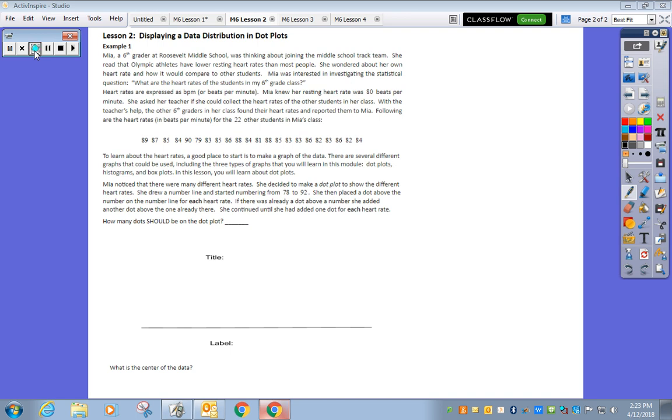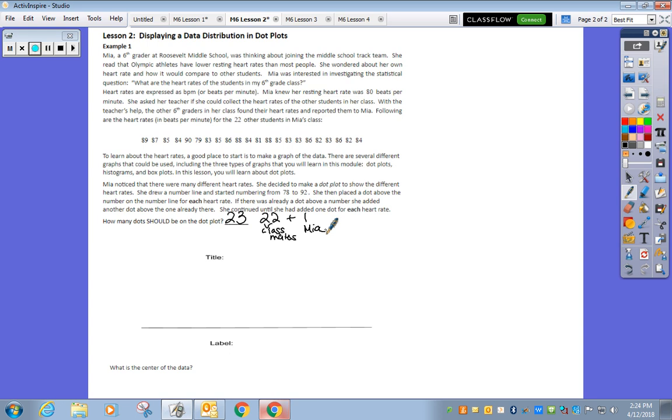How many dots should be on the dot plot? Okay, and if we look, she said there were 22 classmates, but then she also had her own. So there would be 23 dots, 22 classmates, plus 1 for Mia.